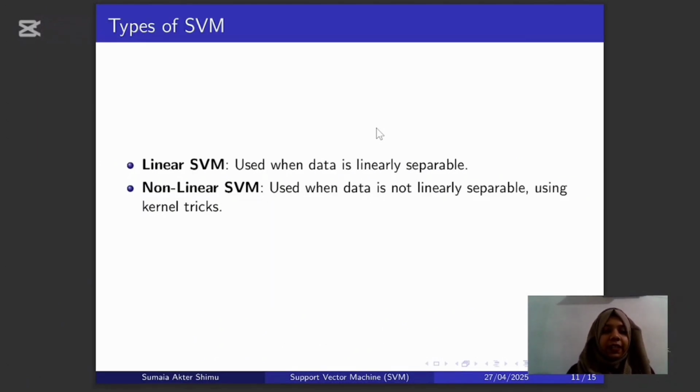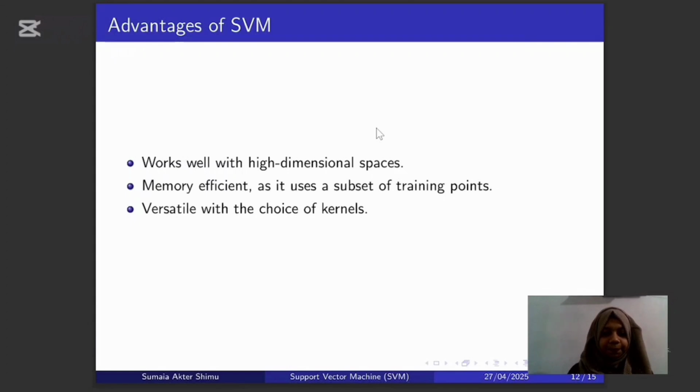Types of SVM. Basically, there are two types of SVM. One is linear SVM and the other is non-linear SVM. Linear SVM is used when data is linearly separable, that is, we can separate the data points by using a straight line. And non-linear SVM is used when data is not linearly separable, that is, we cannot separate the data points by using a straight line. In this case, we use the concept of kernel.